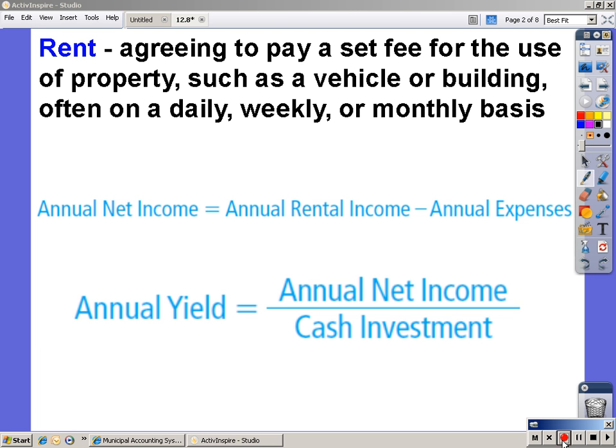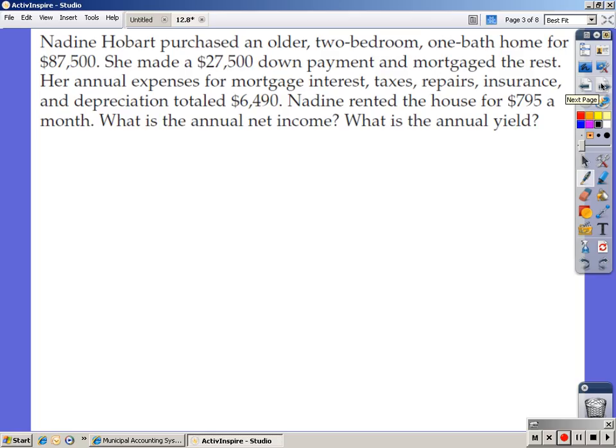Nadine Hobart purchased an older 2-bedroom, 1-bath home for $87,500. She made a $27,500 down payment and mortgaged the rest. Her annual expenses for mortgage interest, taxes, repairs, insurance, and depreciation totaled $6,490. Nadine rented the house for $795 a month. What is the annual net income and what is the annual yield?